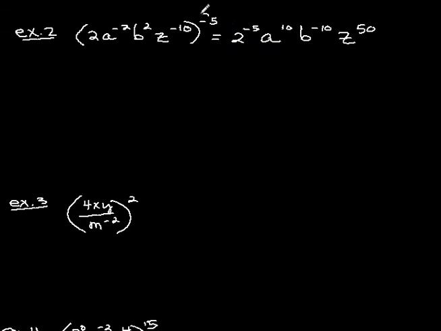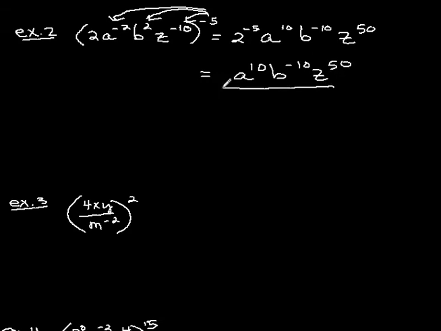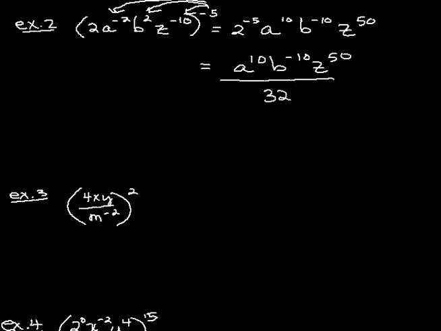So we're just multiplying this times this, this times this, this times this. And your final answer will be a to the 10th, b to the -10, z to the 50th, all over, we can take 2 to the 5th power and get our 32. It'll be 2 times 2 times 2 times 2 times 2. Let's try another one.